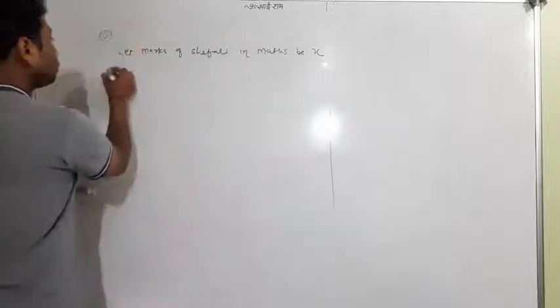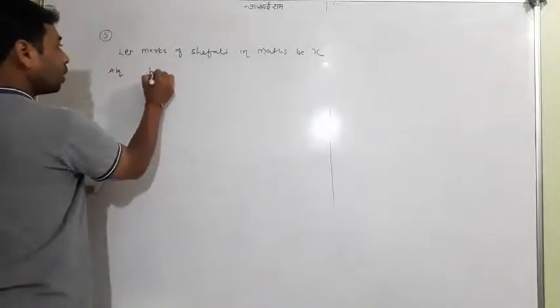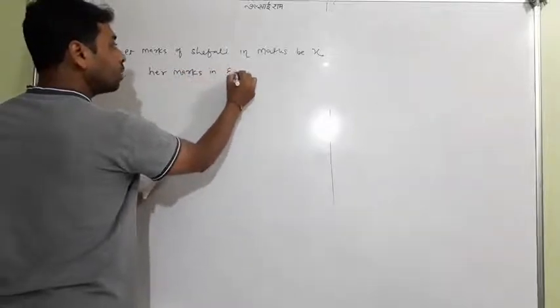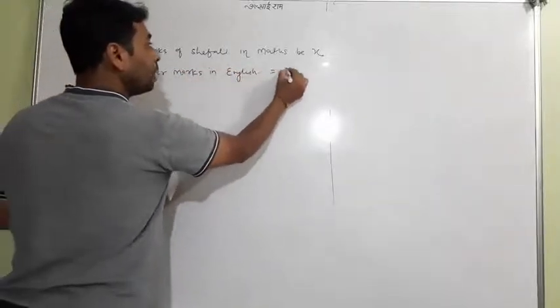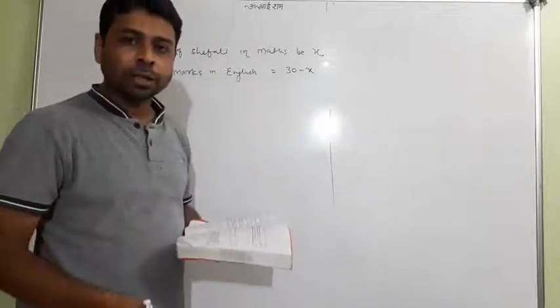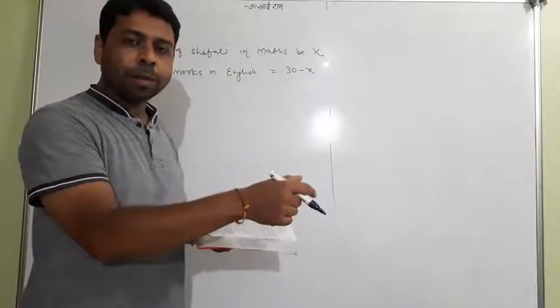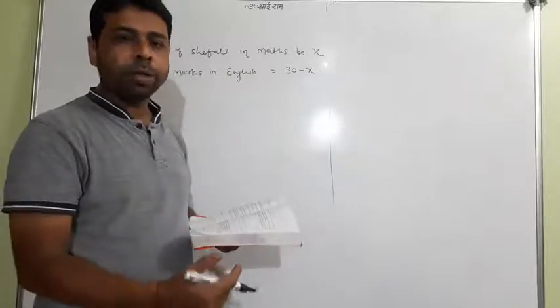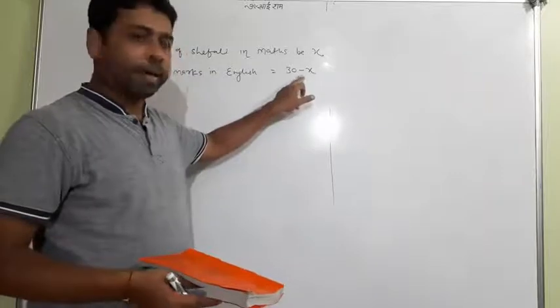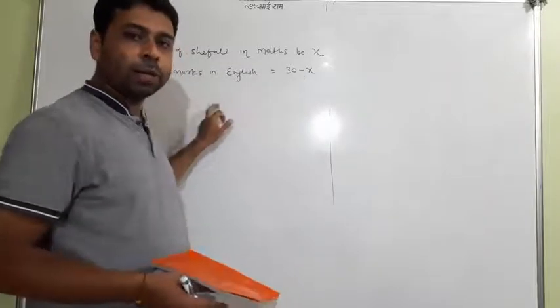So according to the question, her marks in English will be 30 minus X. Very simple. The sum was 30, so if one subject's mark is X, the other subject's mark will be 30 minus X. Actually, we also could take Y. Then I will write X plus Y equal to 30.